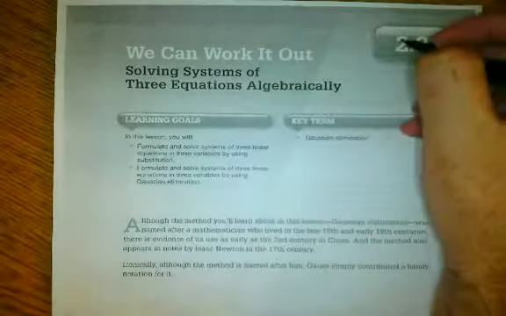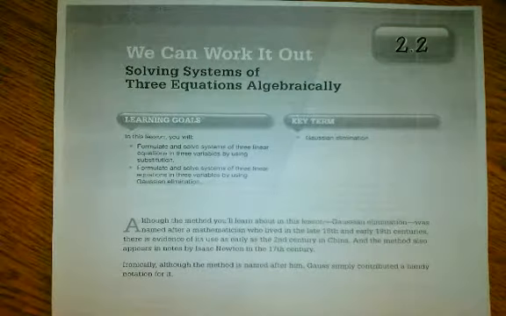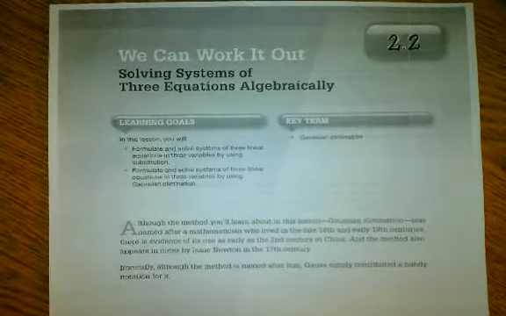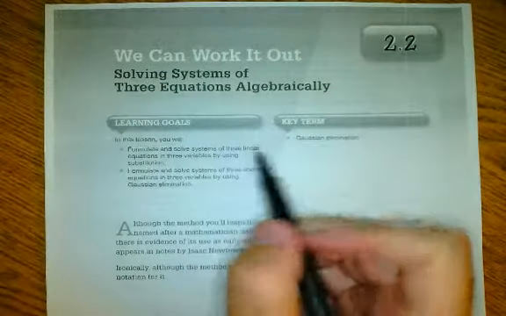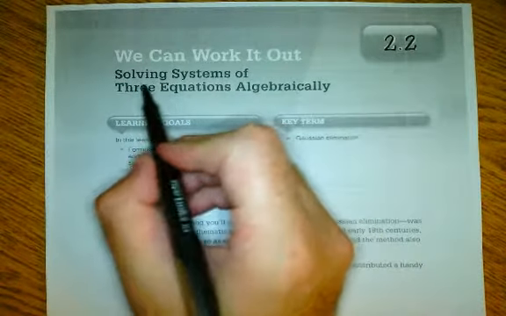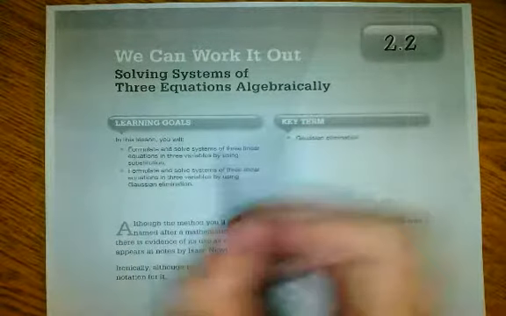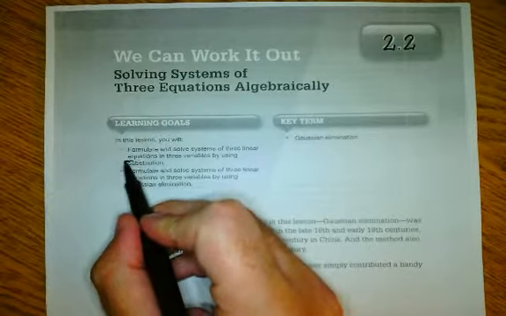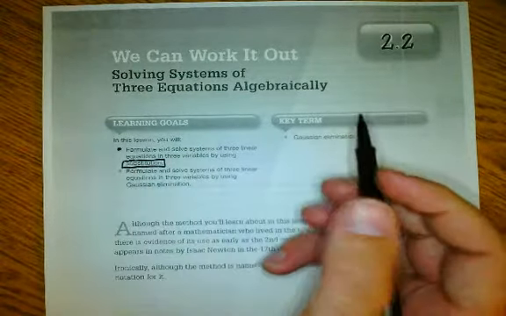Alright, today we are working on section 2.2, which is page 101 in your book. And we're going to do two things today with our learning goals. The first is we're going to solve systems of three equations, and we are going to do what's called substitution first. That's our first learning target.